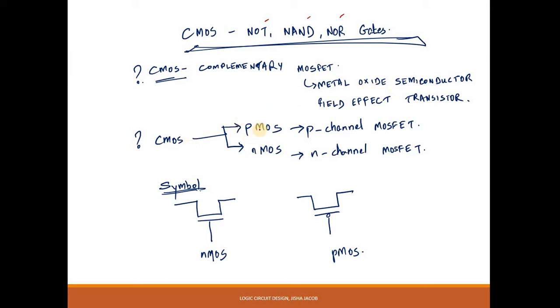CMOS consists of two types, that is PMOS as well as NMOS. PMOS stands for P-channel MOSFET, NMOS stands for N-channel MOSFET. That means the channel of conduction is P-type in PMOS and N-type in NMOS. So the carriers would be holes in P-type and electrons in N-type. The symbol used for this is NMOS, this is the symbol, and for PMOS the difference is that there is a bubble in addition to the symbol of NMOS.